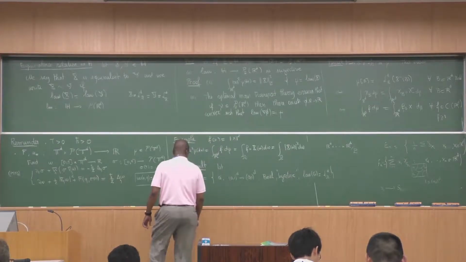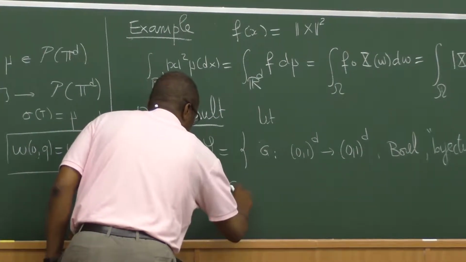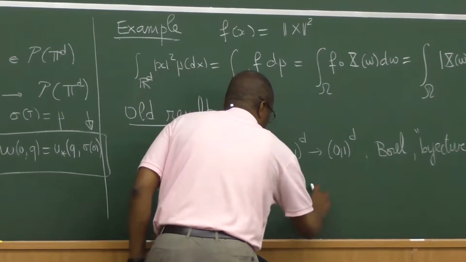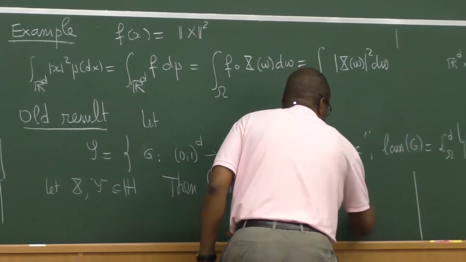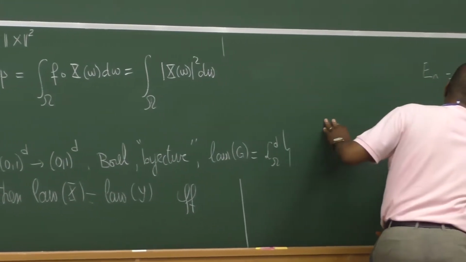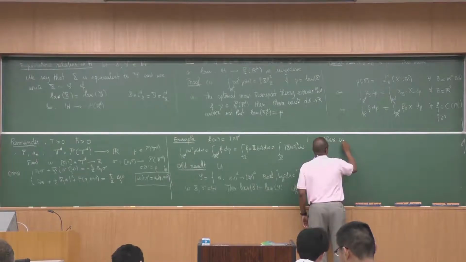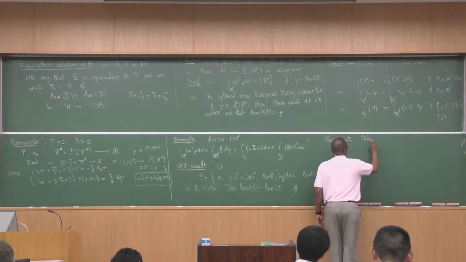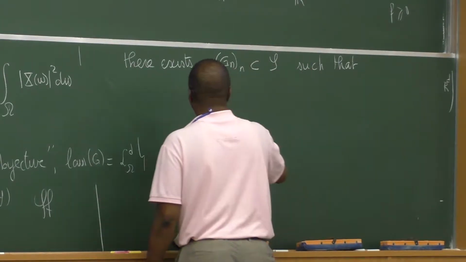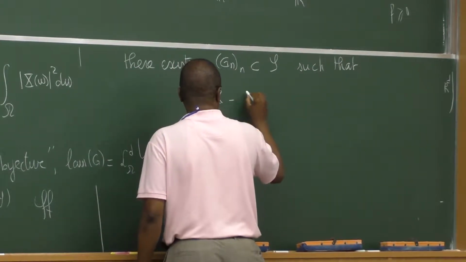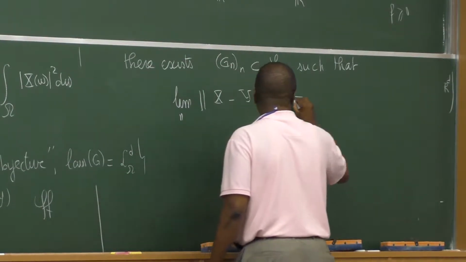There is a result of probability measure theory which says: let X and Y be in H. Then the law of X equals the law of Y if and only if there exists a sequence Gn in S such that when you compute the norm of X minus Y composed with Gn, the limit when n goes to infinity is 0.